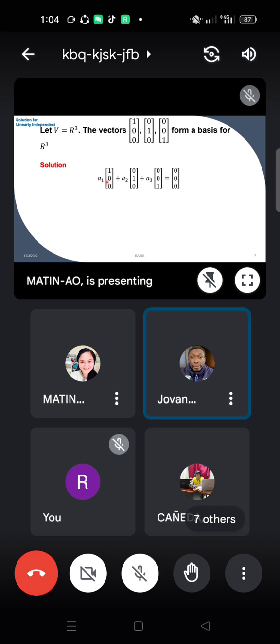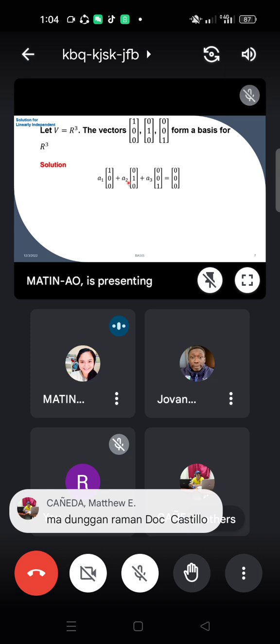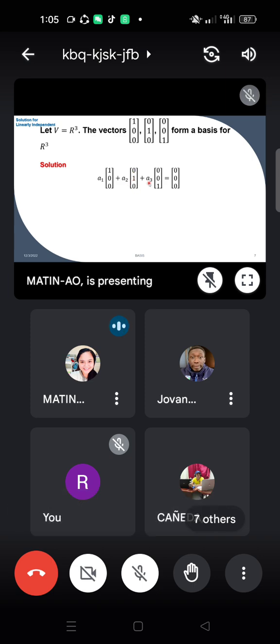Okay, so let's show first if it is linearly independent. The condition is linearly independent and spanning. So, a sub 1 multiplied to the given vector (1, 0, 0), plus a sub 2 times (0, 1, 0), plus a sub 3 times (0, 0, 1) is equal to a zero vector.